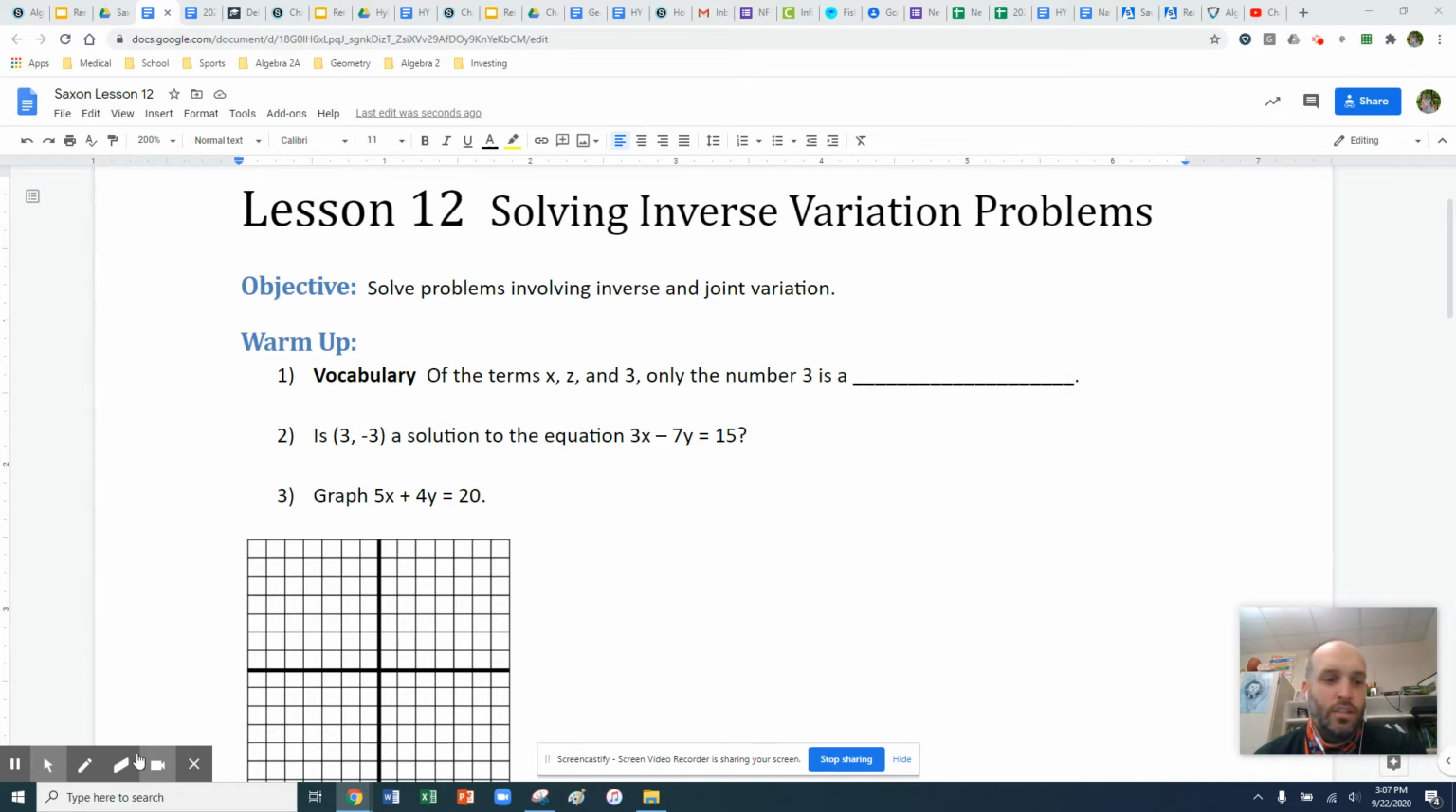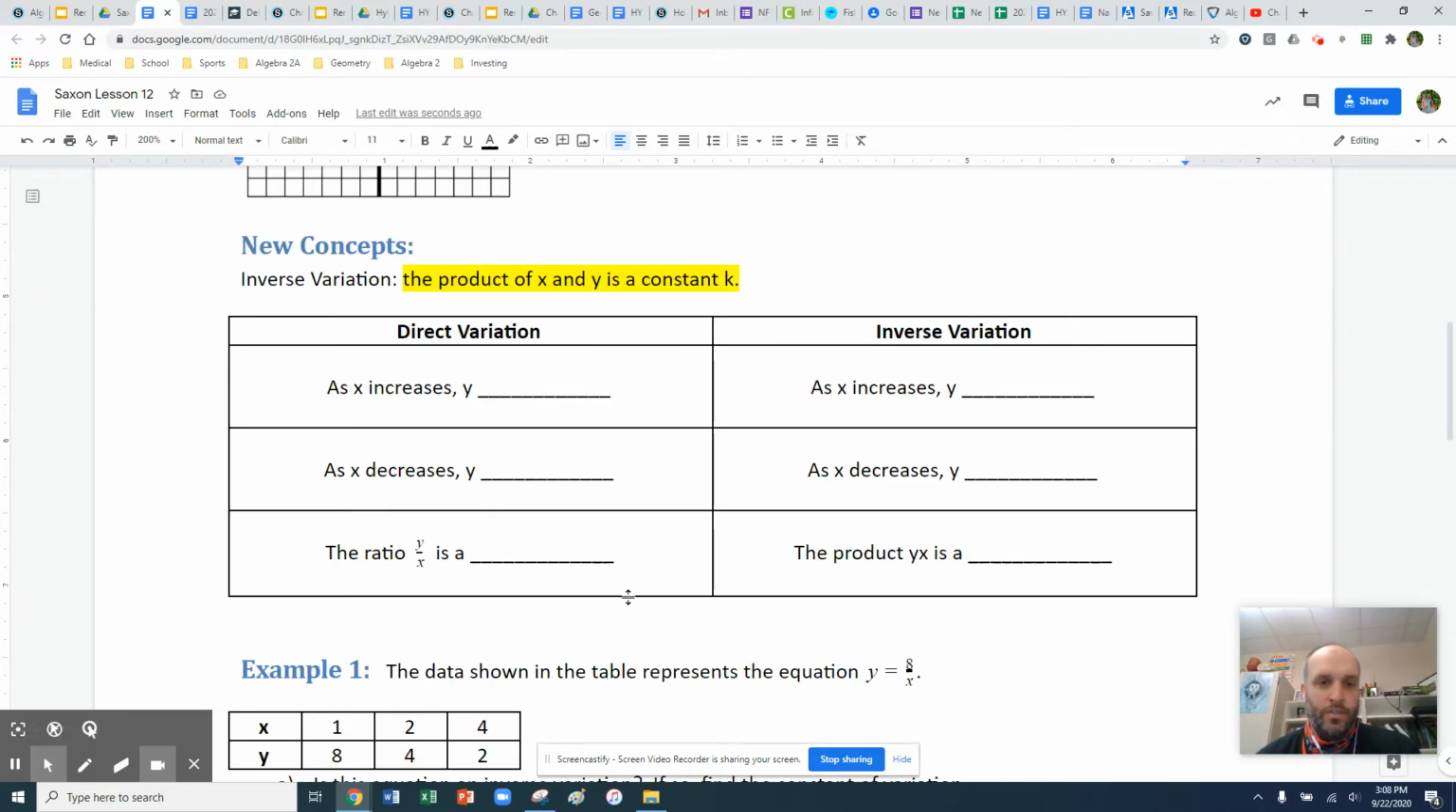We are looking at lesson 12 today. Our learning target is to solve problems involving inverse variation. So we will not be doing joint variation, only the inverse variation. An inverse variation is when the product of variables x and y is always a constant k.